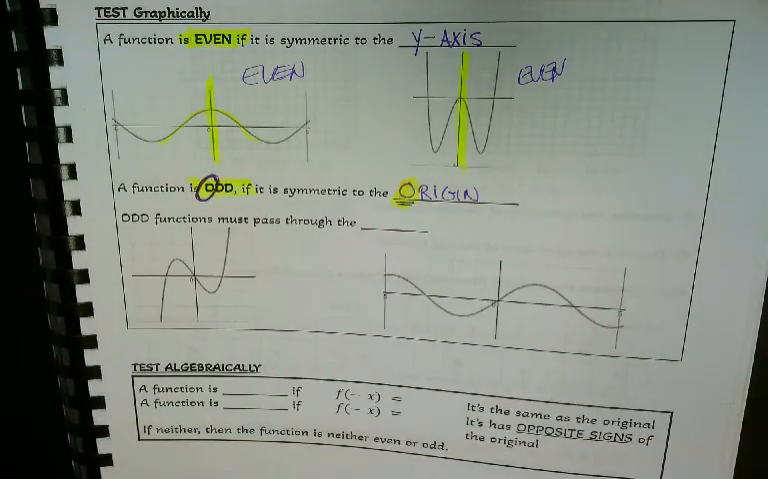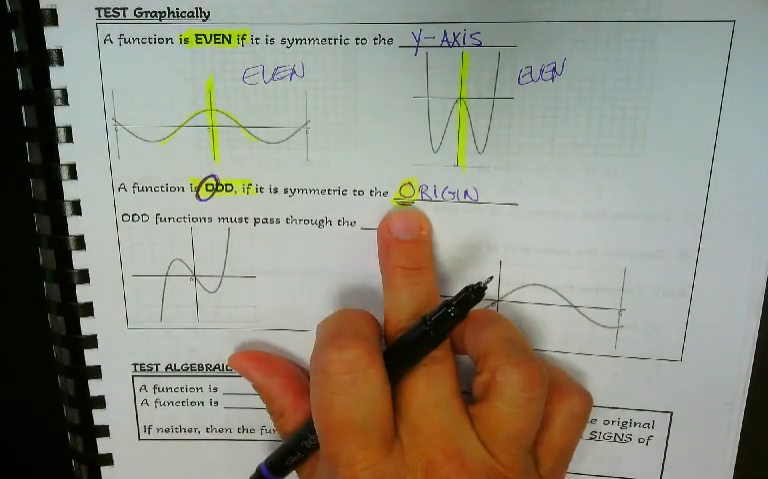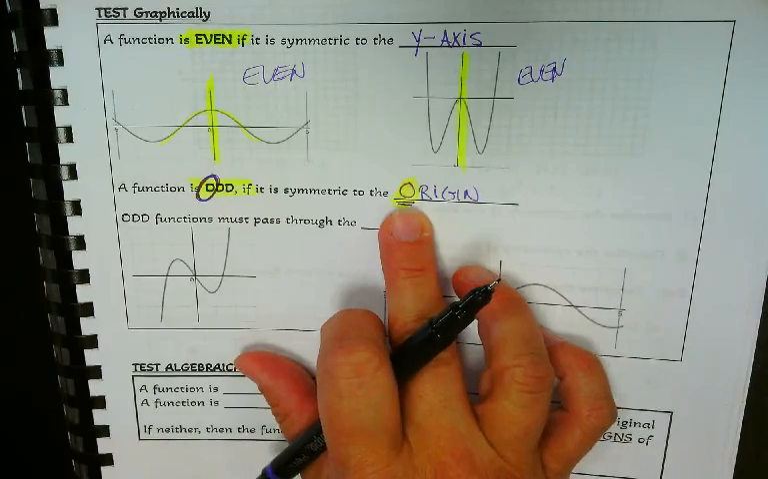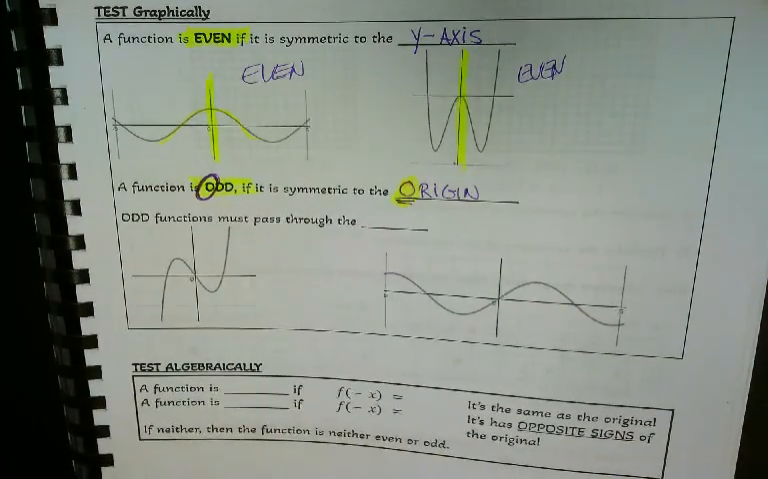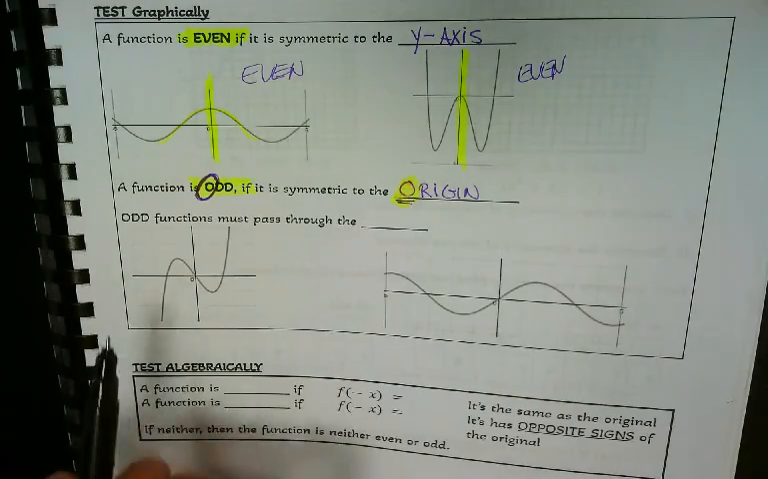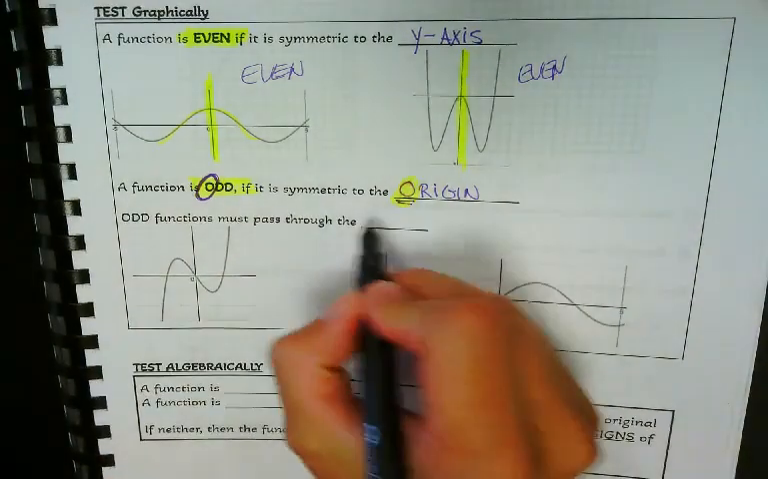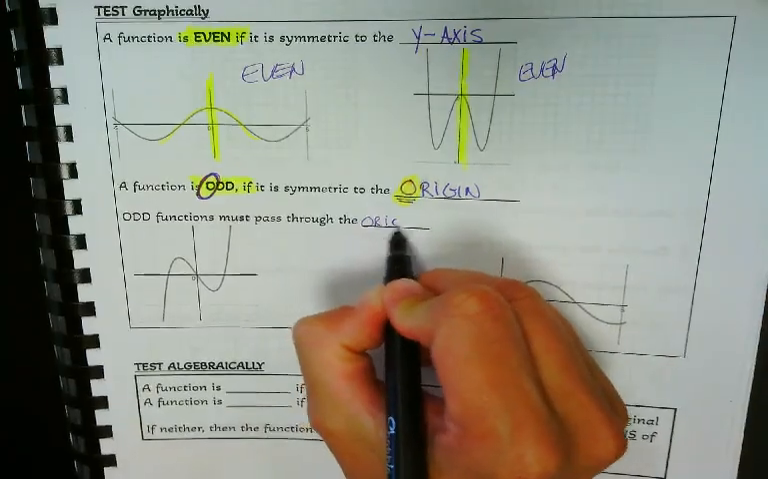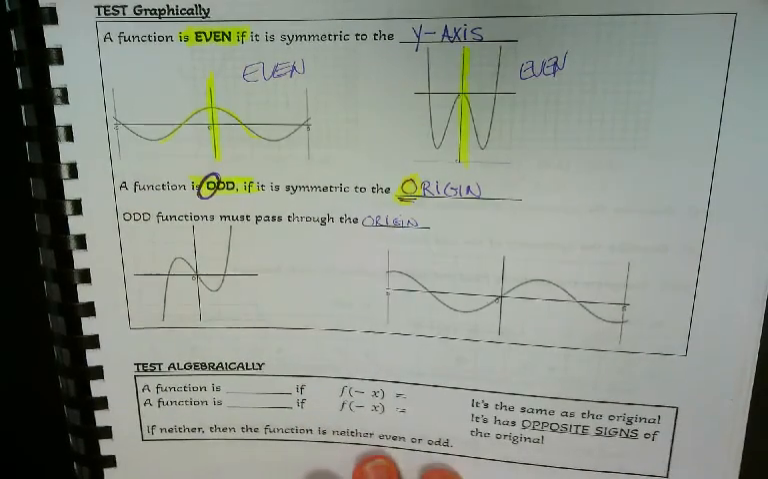How would you describe something that's symmetric to the origin? Does anyone have a memory of this, or a trick they used? Crickets. Nothing, no one remembers? All right, so one thing, if it's odd, it has to pass through the origin. That's one quality that it has to have.